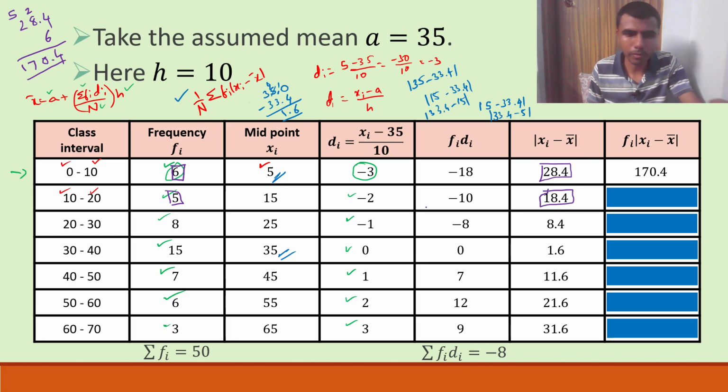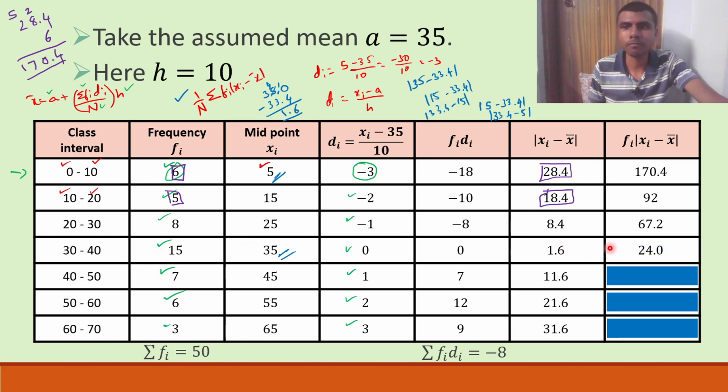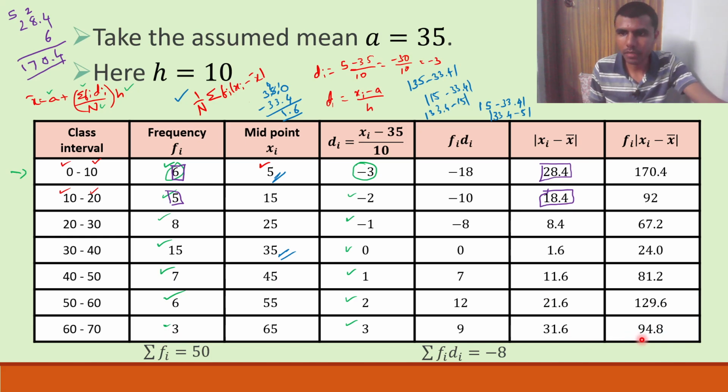Okay, somehow better. 5 into 18.4, I get 92. Next, 8 into 8.4 is 67.2, 67.2. 15 into 1.6 is 24.0, and 7 into 11.6 is 81.2. Likewise 6 into 21.6, 129.6. 3 into 31.6, 94.8. Okay, now just add things.